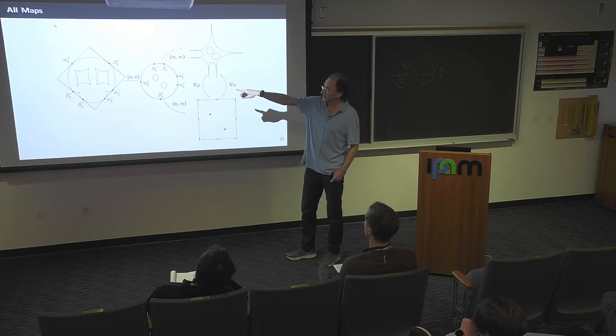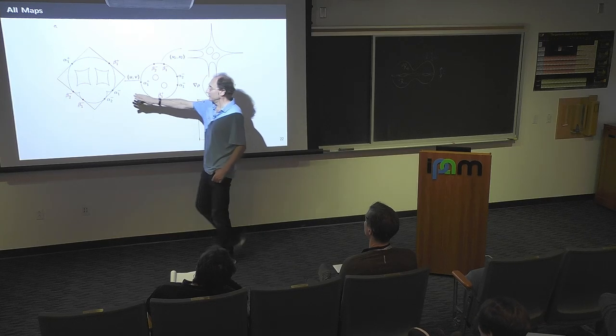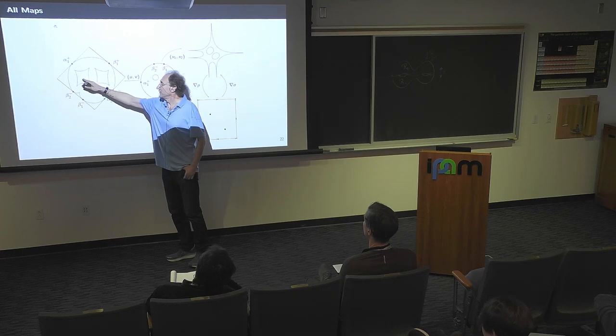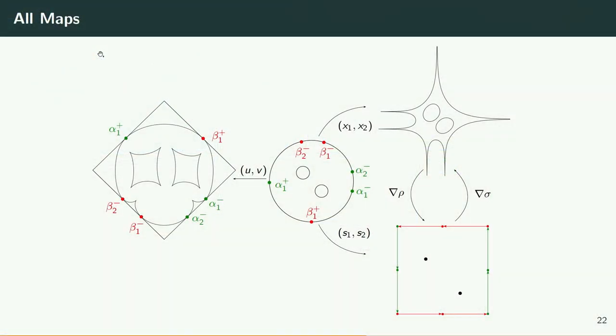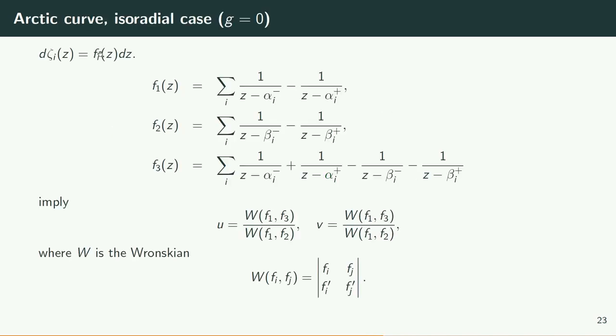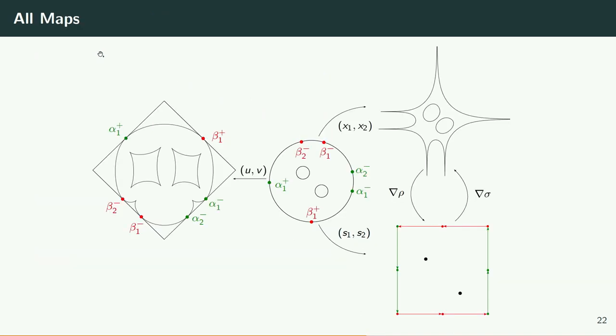And that's the liquid zone. This island corresponds to these holes in our Riemann surface representation. And here you have these frozen regions of your dimer. Okay, so again, let us look at the case of genus zero.